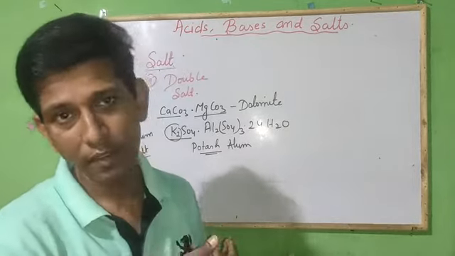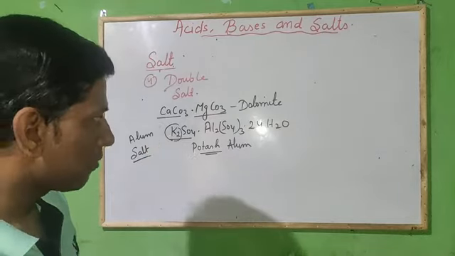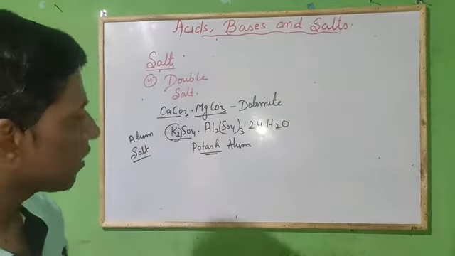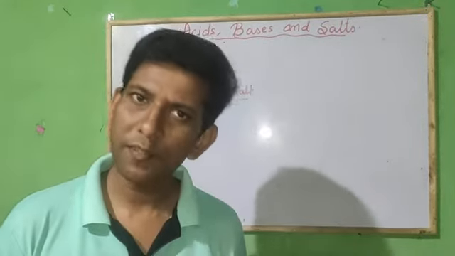In Hindi you can see it as fitkari. If sodium is there, then it is sodium alum, like this. Clear? So this is a double salt. Next, let us discuss the next type of salt, that is mixed salt.